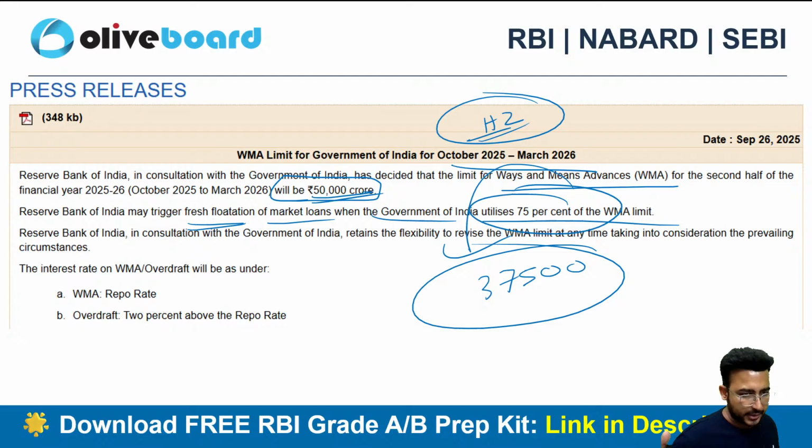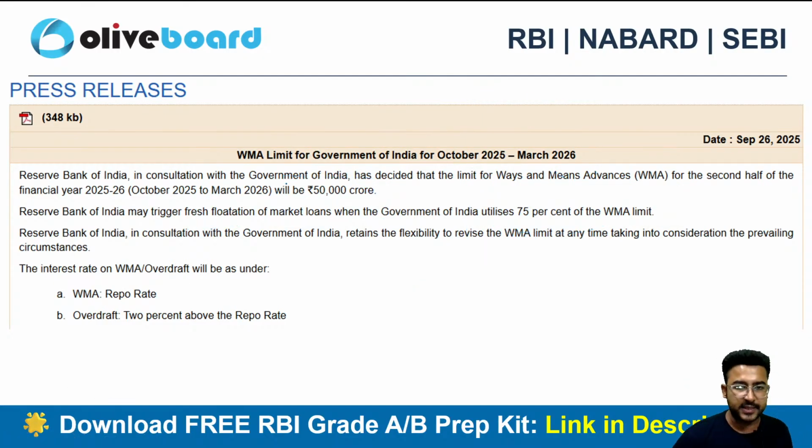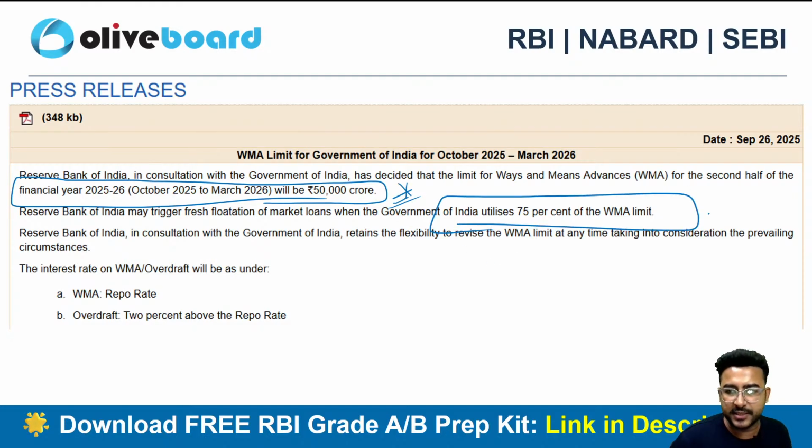the Reserve Bank of India can say that you should take a new market loan rather than just utilizing the WMA limit, because it's just for cash flow mismatches. Just for the diversification purpose for the Government of India, the Reserve Bank of India can advise the same. This particular thing can come in your examination. The 50,000 crore figure is important, and if utilization reaches 75%, it can trigger a fresh flotation of market loans. The RBI can ask the government to take some other loan rather than just utilizing the WMA limit.